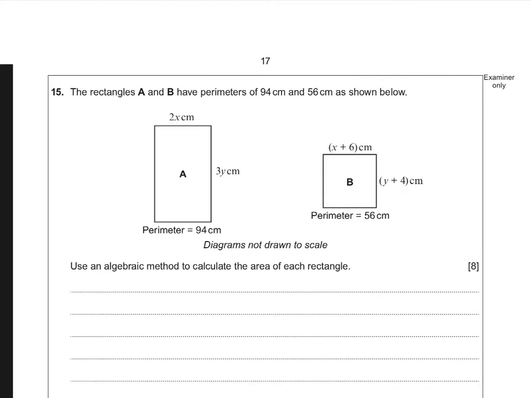Okay, this question looks really horrible, but it's not that bad, honestly, I swear. There's easy marks to pick up out of the 8, okay? Out of the 8, I'd expect everyone to easily pick up 2 marks here, okay? It says, this rectangle, A, which is 2x and 3y, has a perimeter of 94, and this one, x plus 6 and y plus 4, has a perimeter of 56, okay?